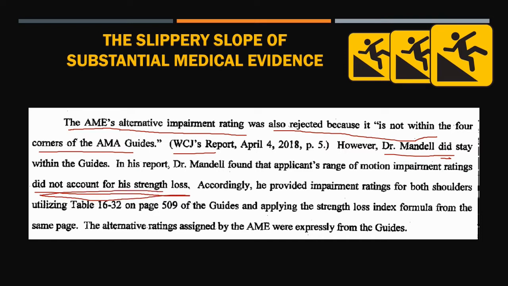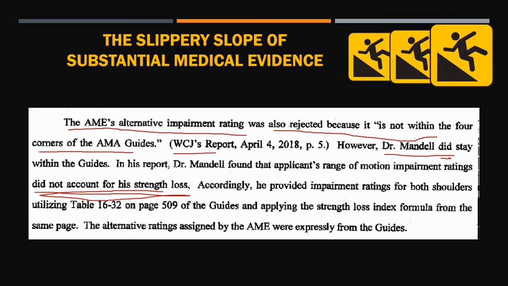Now, in his report, all he stated was that the range of motion impairment ratings did not account for strength loss. He didn't explain how or why they didn't account for it. In other words, we would expect a person who has limited range of motion of the shoulders to have some strength loss of the shoulders, correct? We would, especially in those ranges of motion wherein the range of motion is limited.